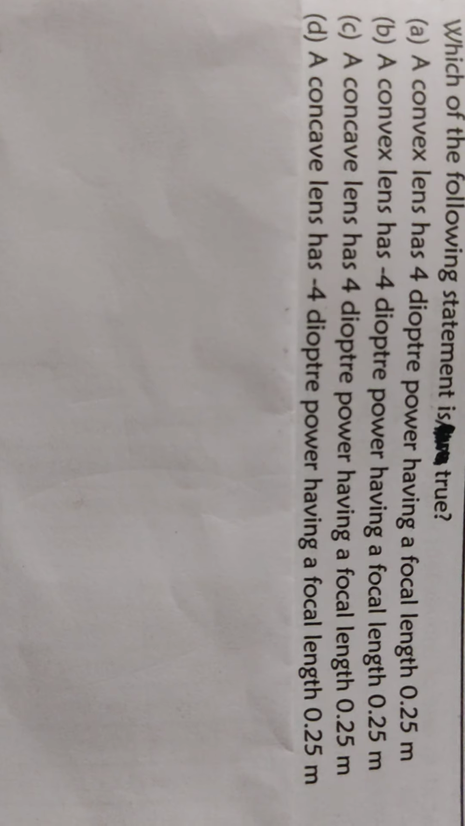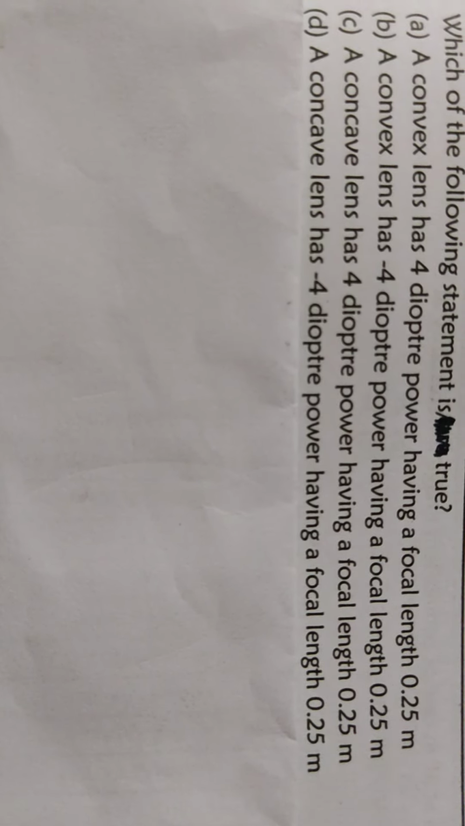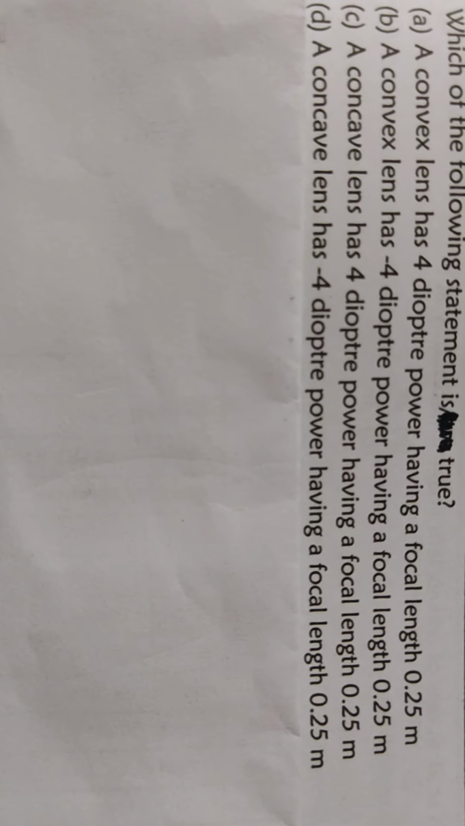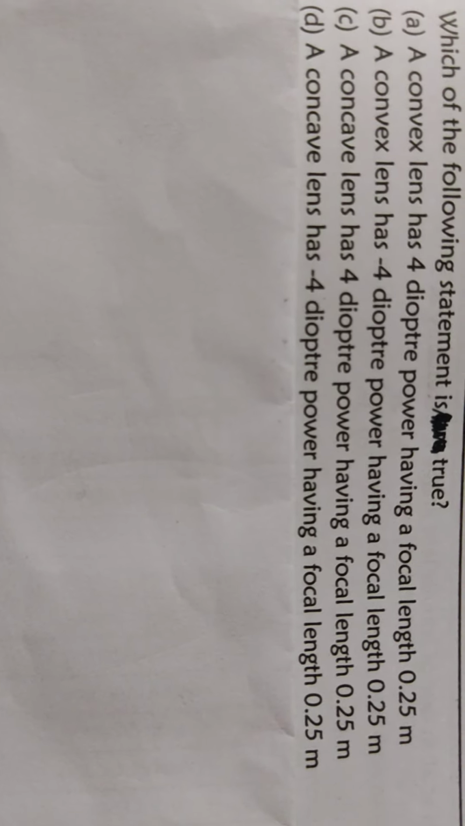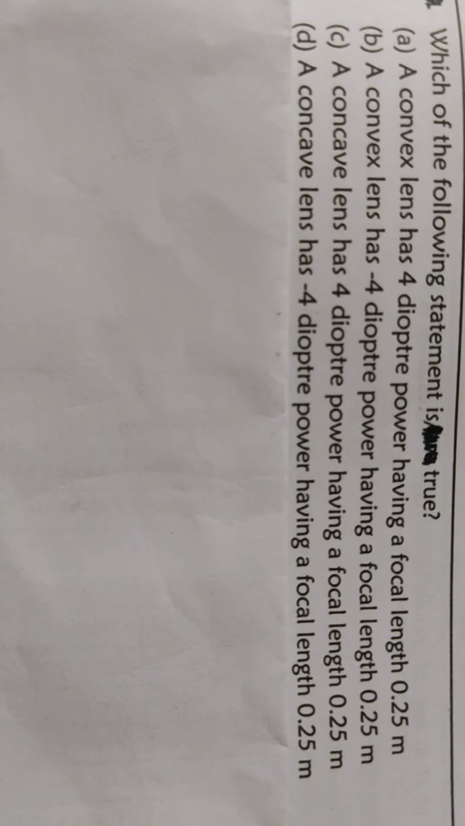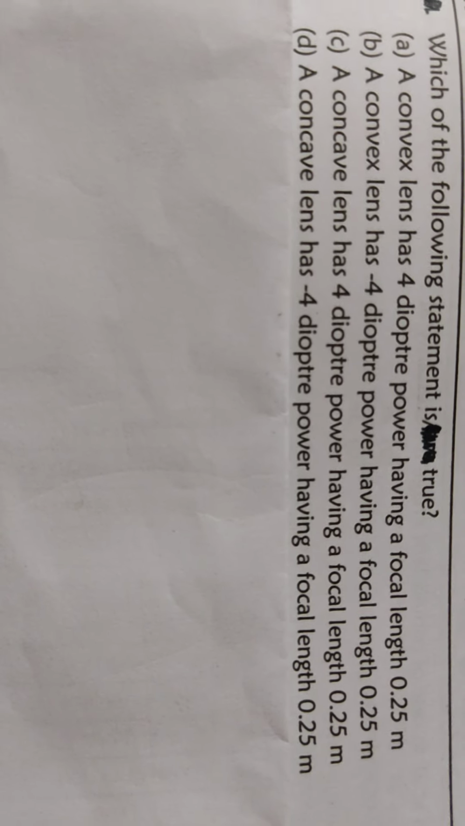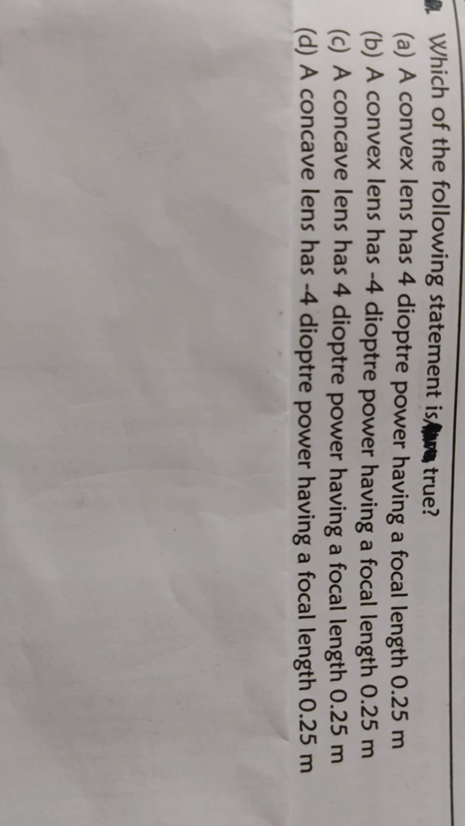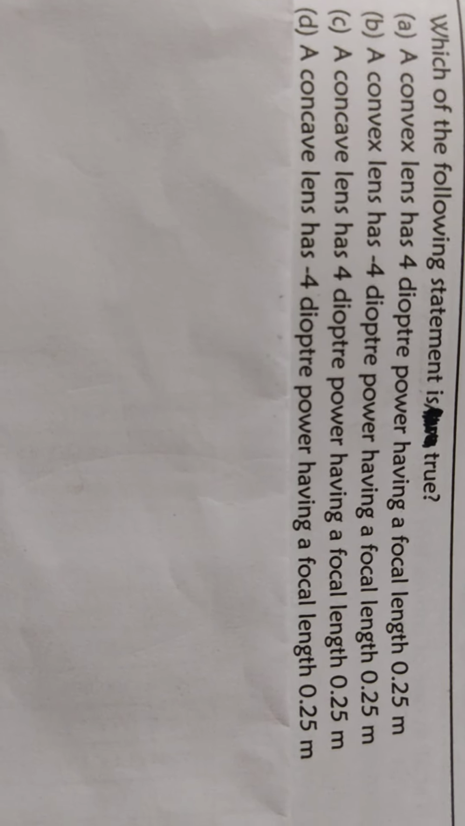We know that a concave lens has negative power and negative focal length. Because it has negative focal length, it has negative power. And a convex lens has positive focal length and positive power by sign convention. So when we look at the four options, convex can never be negative, so B is wrong. Concave can never be positive, so C is wrong.